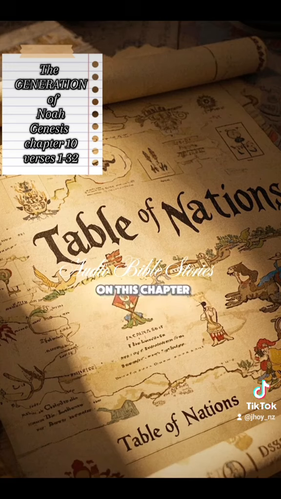As we reflect on this chapter, we can appreciate how these ancient migrations and settlements shaped the world we know today. It's a reminder that our current global community, with all its beautiful diversity, has roots that stretch back to the earliest days of human history.